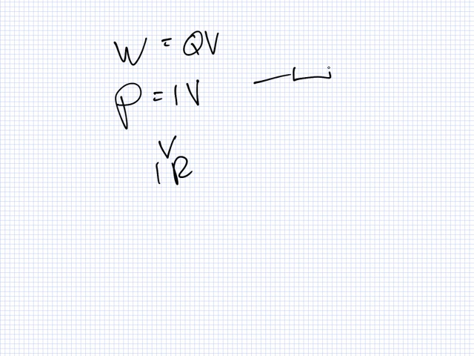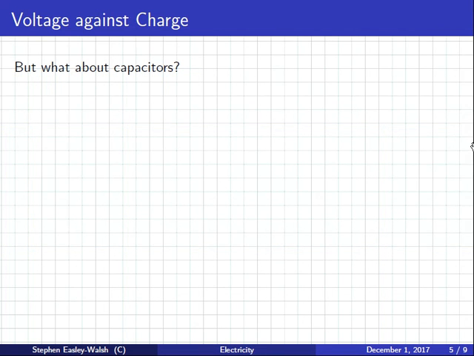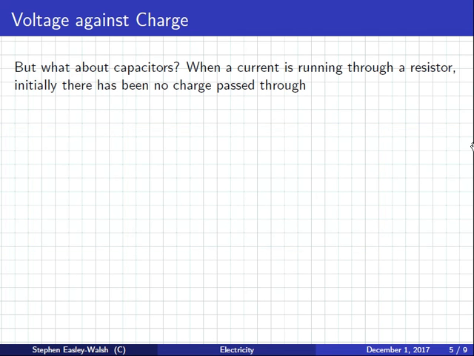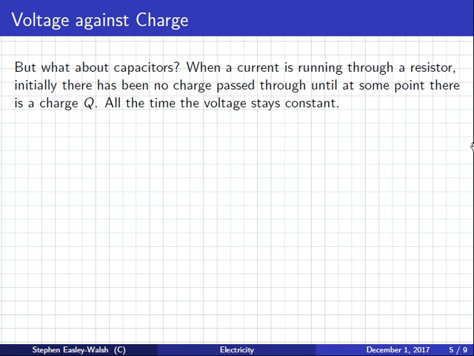But this is for a resistor doing some work. Work is heat? Well, maybe for my example work is heat, but it could be light, sound, whatever. What about capacitors though? It's a different story here. When a current is running through a resistor, initially there has been no charge passed through, until at some point there is a charge Q. All the time the voltage stays constant. Now see, that's a key difference. For a resistor the voltage stays constant. For a capacitor the voltage decreases.